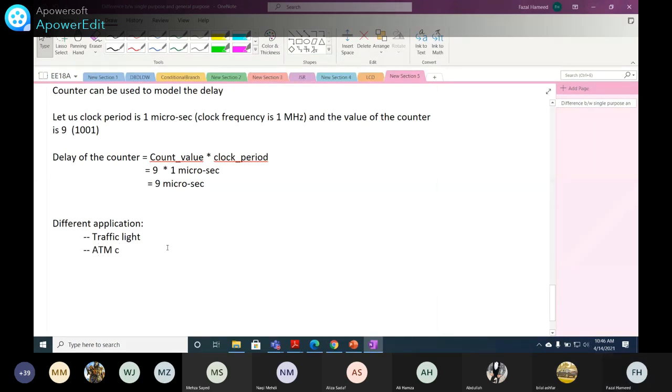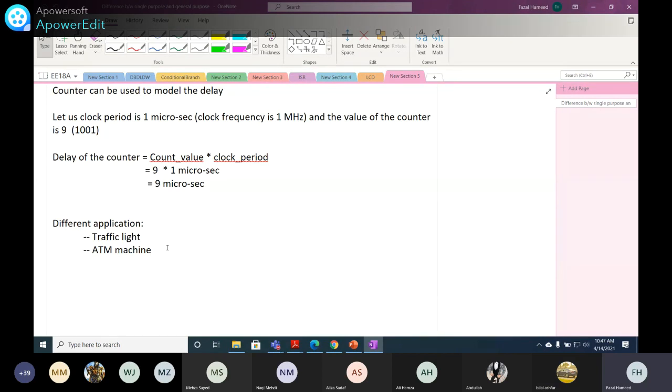ATM machine. Can you say why it should be used in an ATM machine? Let's assume the user inserts a card and does not press an input for 5 minutes. It automatically returns the card. Okay, so it will give the card back after some delay or some time. Am I right or not?